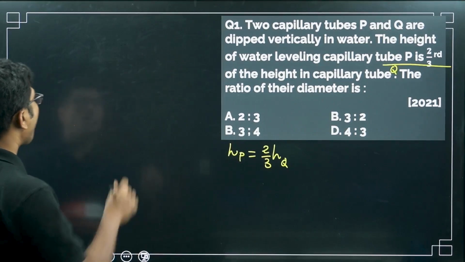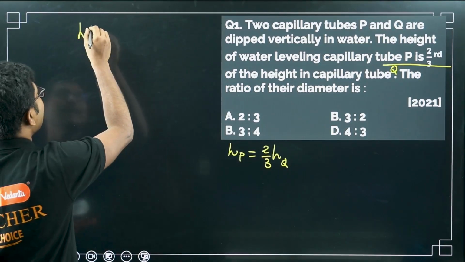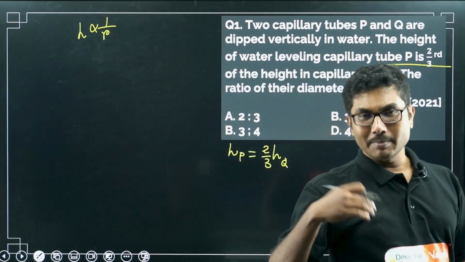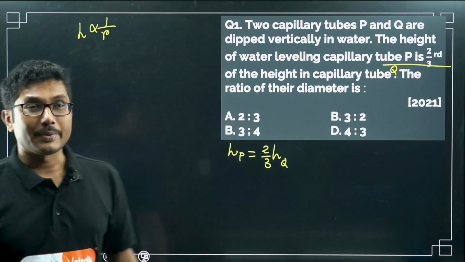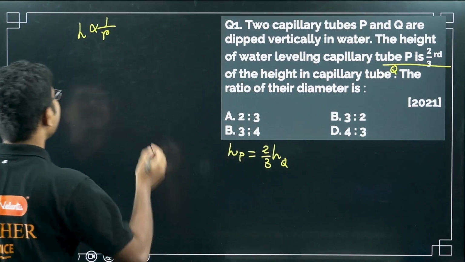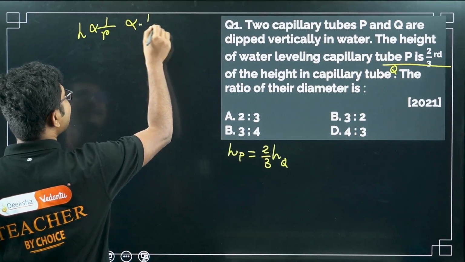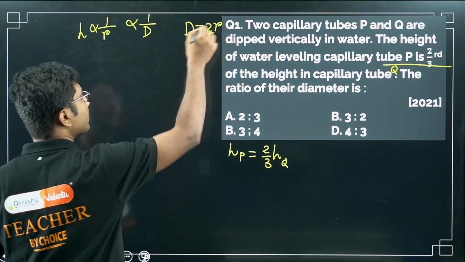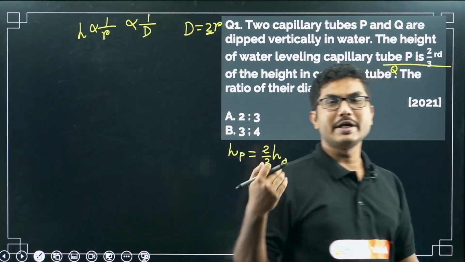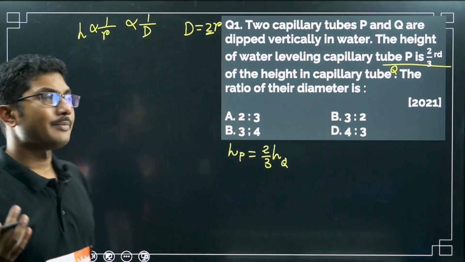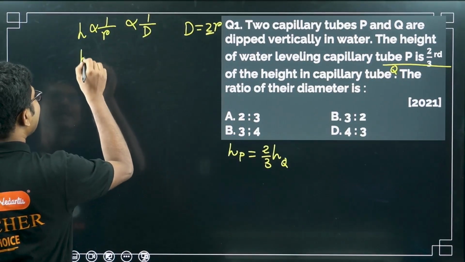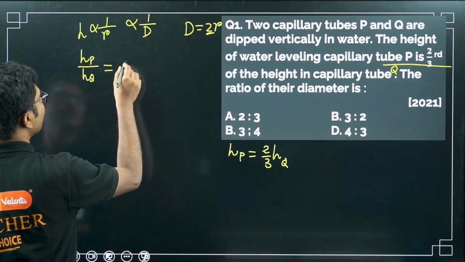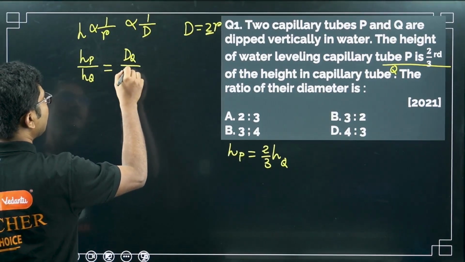Now what do we know? We know that capillary rise is inversely proportional to the radius. If you remember the last part we discussed, the height of the capillary rise is inversely proportional to the radius. So we can say that it is inversely proportional to the diameter as well. Why? Because diameter is 2r, so this is just a constant. If something is inversely proportional to radius, the same thing will be inversely proportional to diameter as well. So we can write this: HP divided by HQ equals DQ divided by DP.